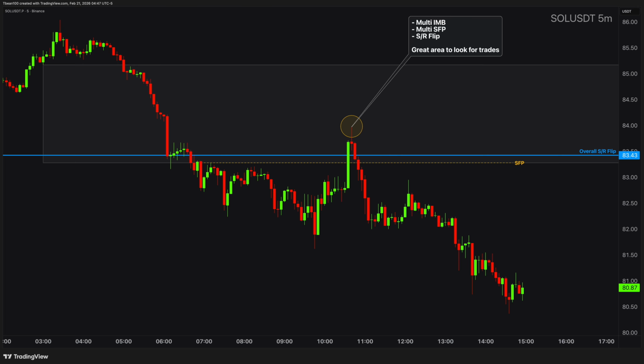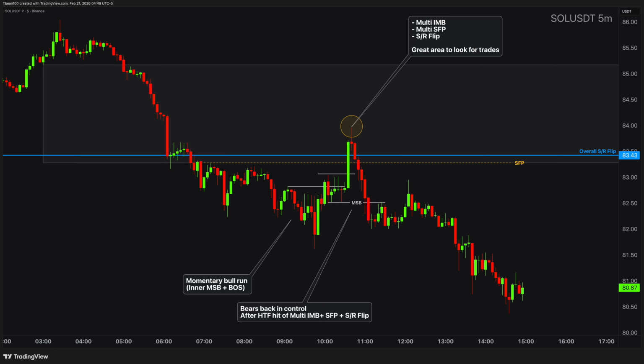Now I'm going to drop down to the 5-minute time frame to see what is happening inside the inner structure, the low time frame structure. First of all, you can see that at some point there was a bullish run that got created. We had the first market structure break, followed by another break of structure moving towards the multi-imbalance and SR flip location. However, the moment price tapped into our higher time frame concepts, the inner trend shifted once again. We then created a bearish market structure break, which clearly shows that the sellers are stepping in and taking the control back.